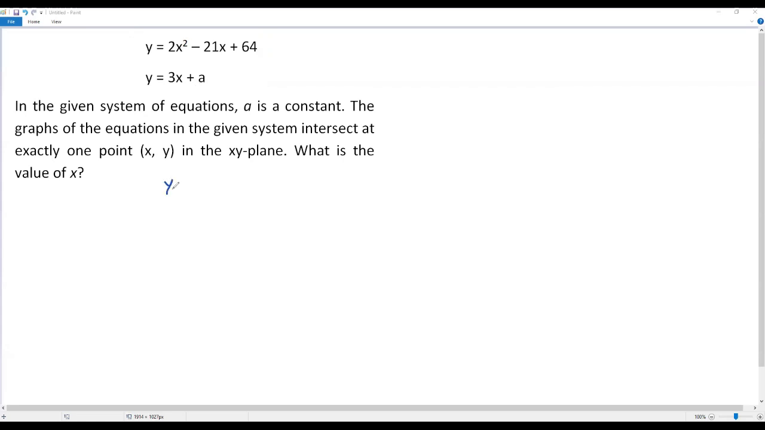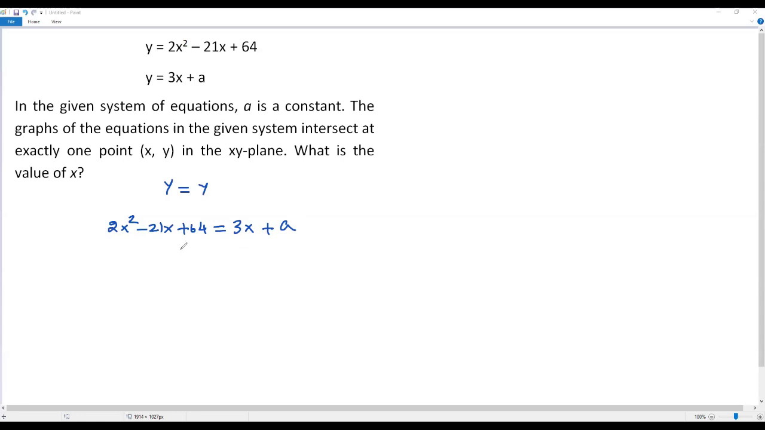For that, we can write y equals y. And for the y on the left side, we can use the expression which is equivalent to y in the first equation. So then we get 2x squared minus 21x plus 64. And for the y on the right side, we can use the expression which is equal to y in the second equation, that is 3x plus a. Okay, so this is a quadratic equation.